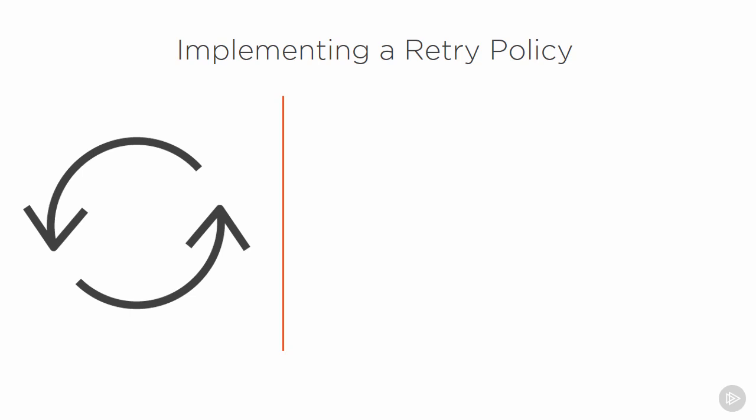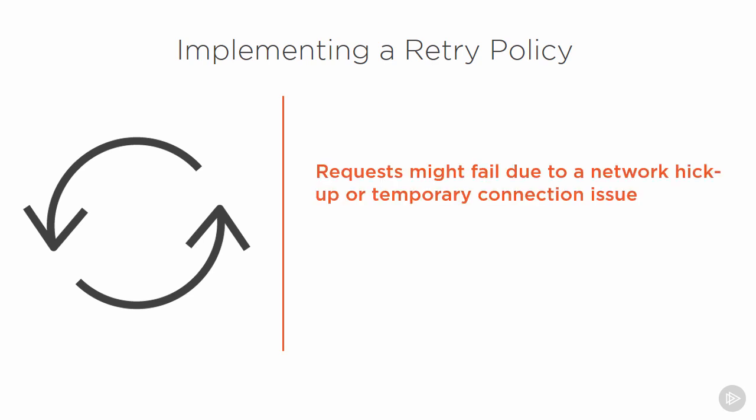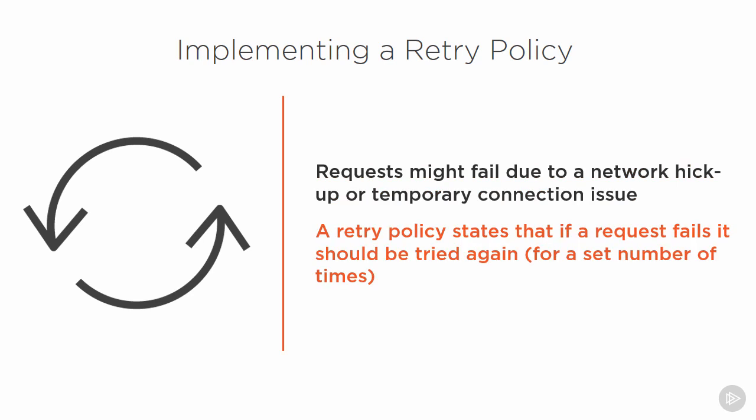Let's talk about implementing a retry policy first. Sometimes requests might fail due to temporary hiccups in network traffic or a bad connection. A retry policy can help with that. Such a policy states that if a request fails, it should automatically be tried again for a set number of times. We could write that code to retry in our methods that call the API, but it's in fact a perfect use case for using a delegating handler. Let's check that out.